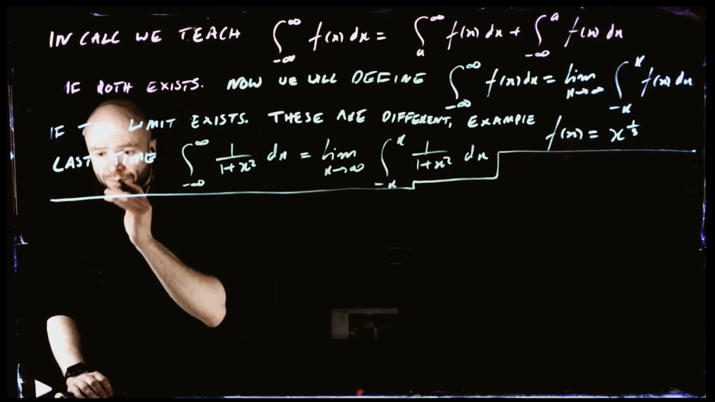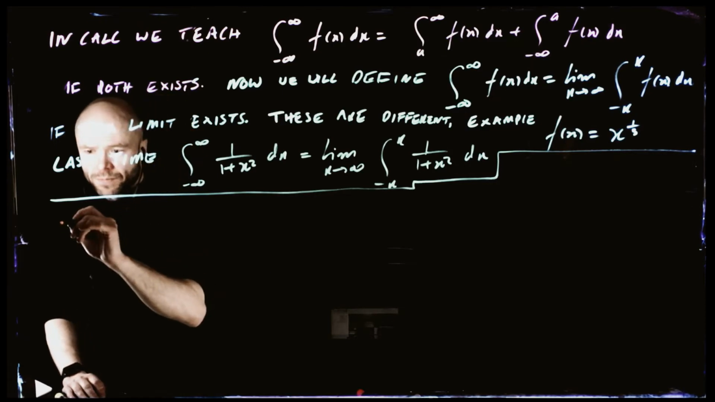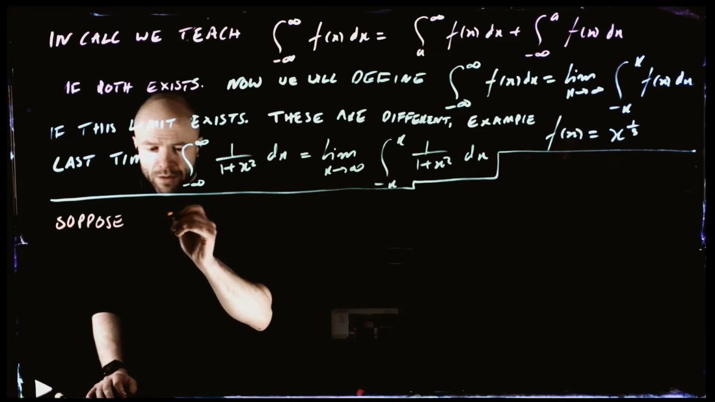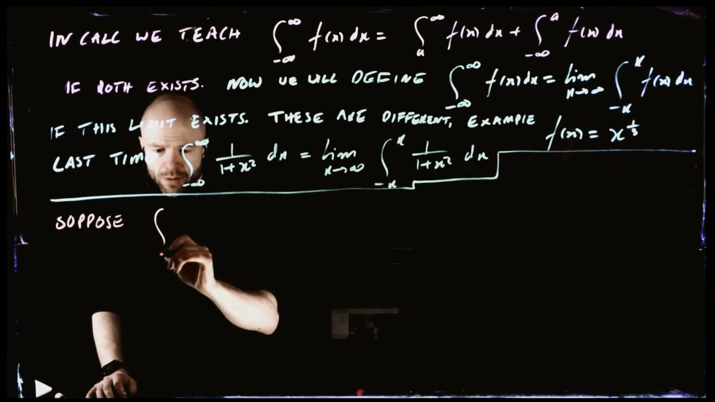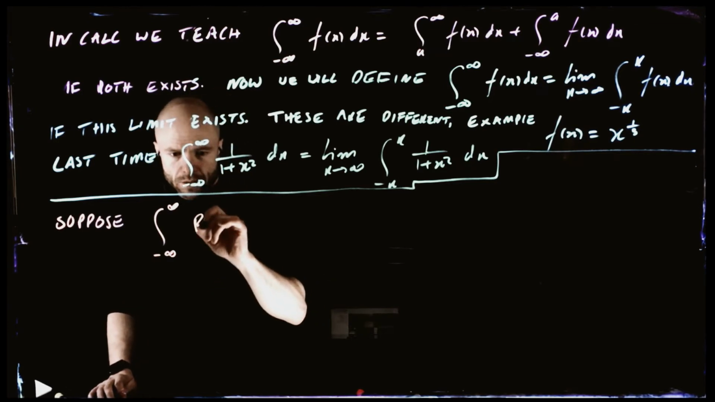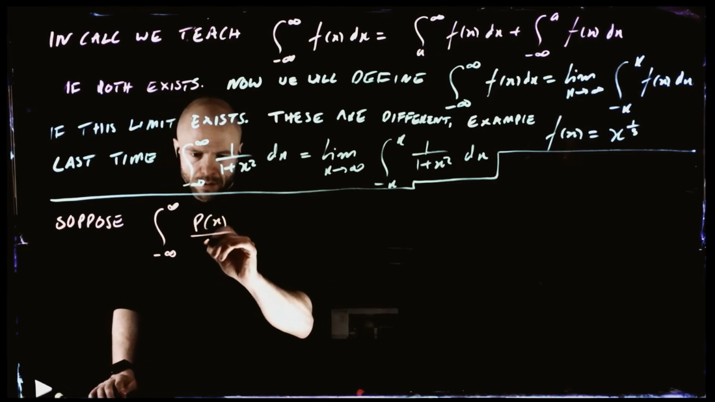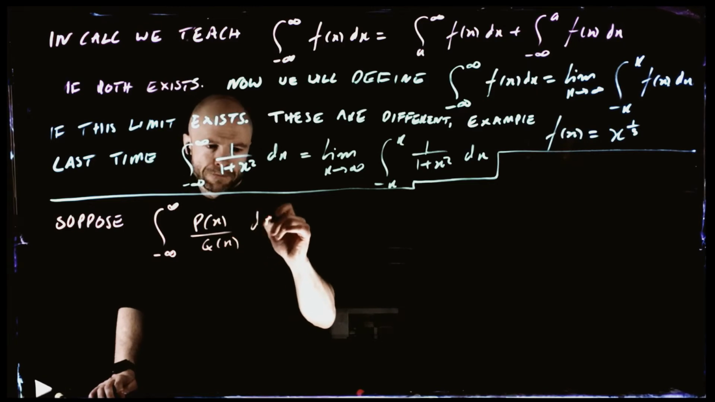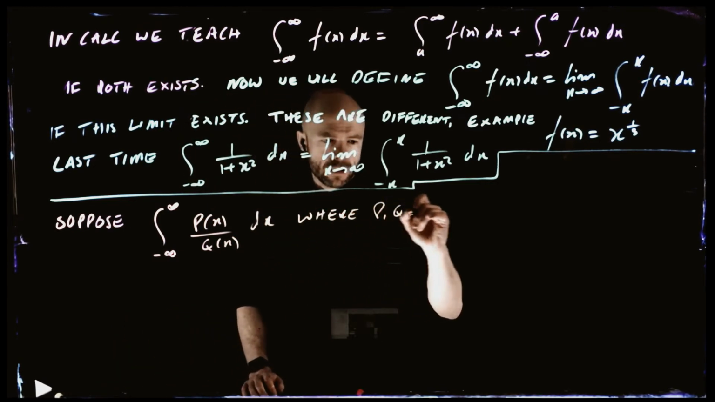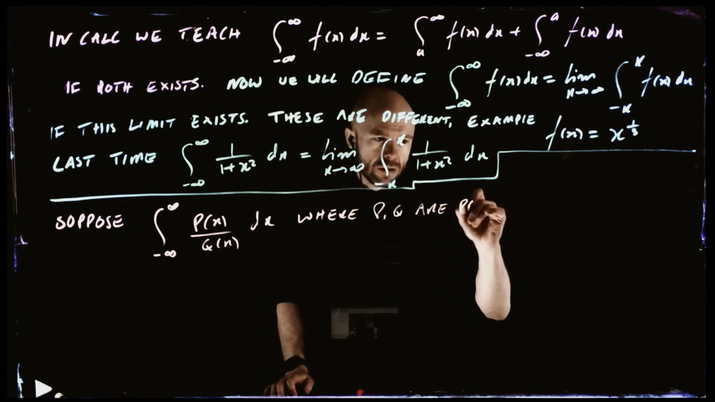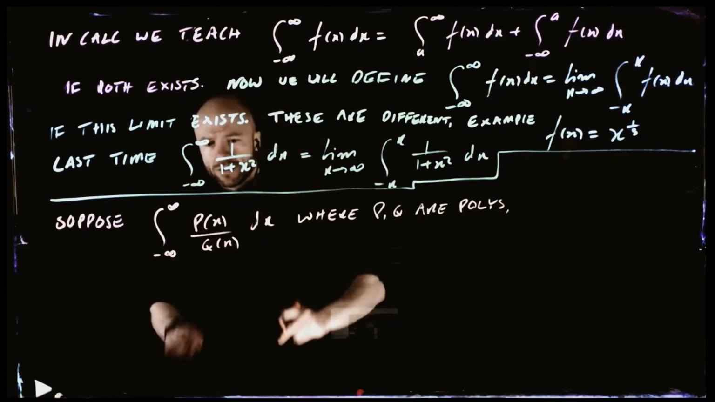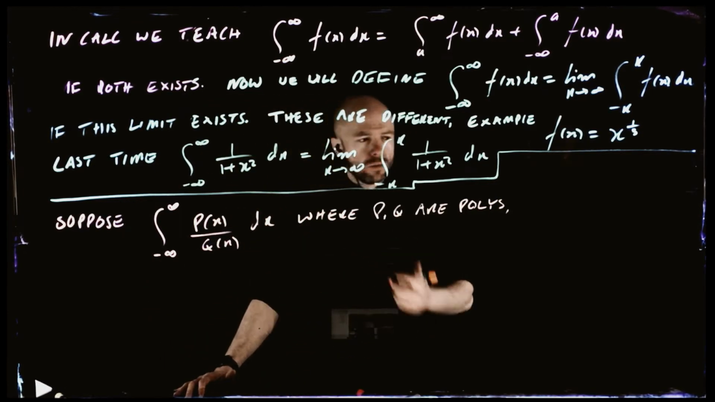So what we need is the following. Suppose we integrate from minus infinity to infinity, in the Cauchy sense, this thing. Now those are rational functions. What would we need in order for the method we did before to work? So what did we do before?